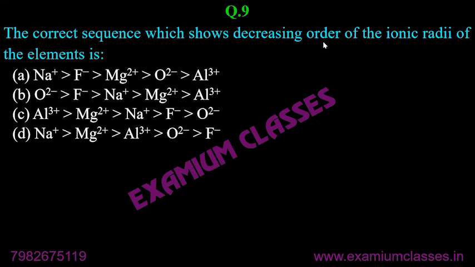The rule, okay, I'm telling you again. The rule is the size of isoelectronic species is directly proportional to negative charge. And remember, here it is given in decreasing order. If isoelectronic species have higher negative charge or lower positive charge, greater will be its size.